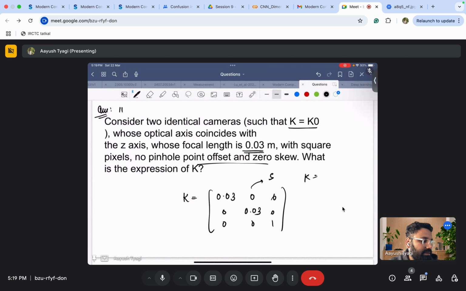In the formula for the intrinsic matrix, you have fx, fy, s, 0, 0, 0, and here it takes into account any type of translation. So we are only looking into fx and fy, and the focal length is given by 0.03. There is no translation and no skewness. So your expression for K comes out to be 0.03, 0, 0, 0, 0.03, 0, and 0, 0, 1 here.